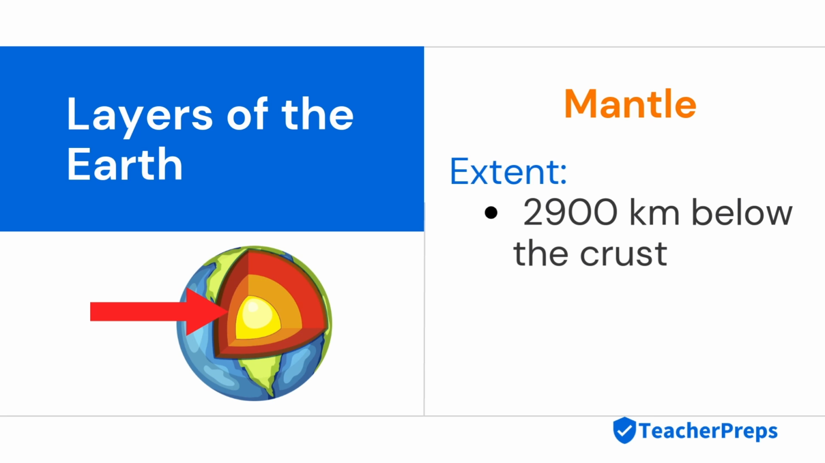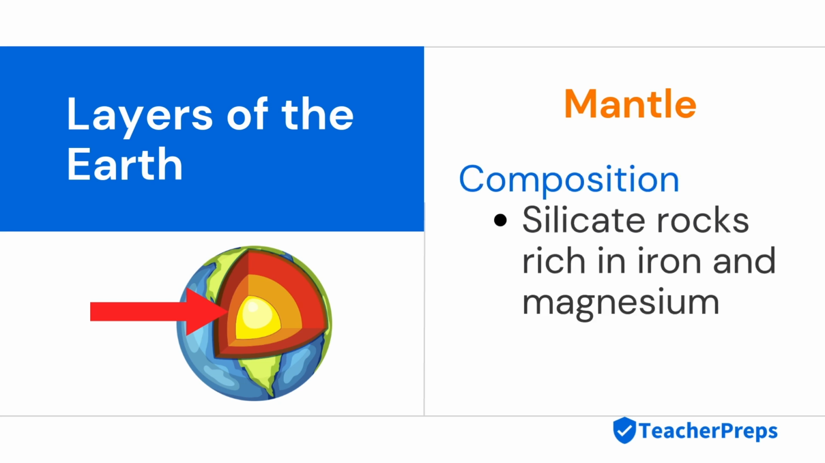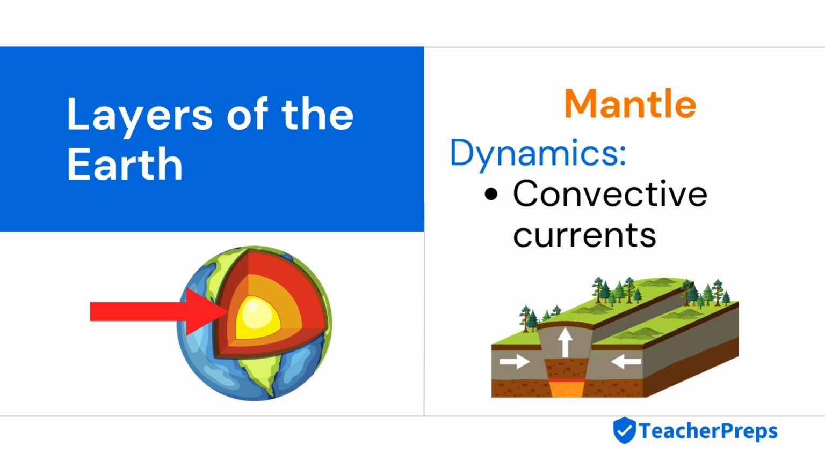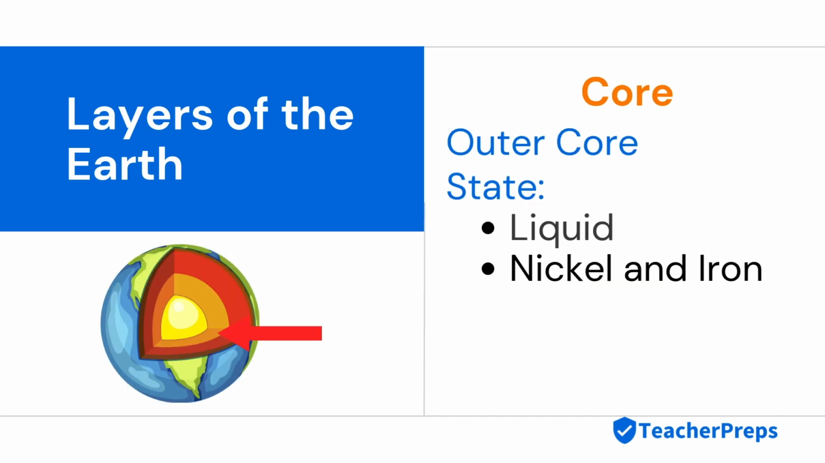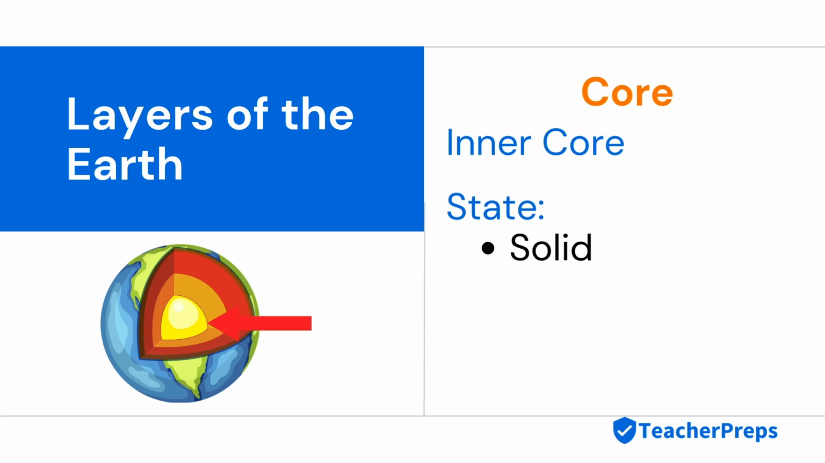The next layer is called the mantle, which extends to 2,900 kilometers below the crust. The mantle is rich in iron and magnesium, and it's characterized by the convection currents that facilitate the movement of tectonic plates. Moving on, the core has two parts. First is the outer core, which is liquid and composed of nickel and iron. Then we have the inner core, which is actually solid despite higher temperatures than the outer core, and this is due to extreme pressure.